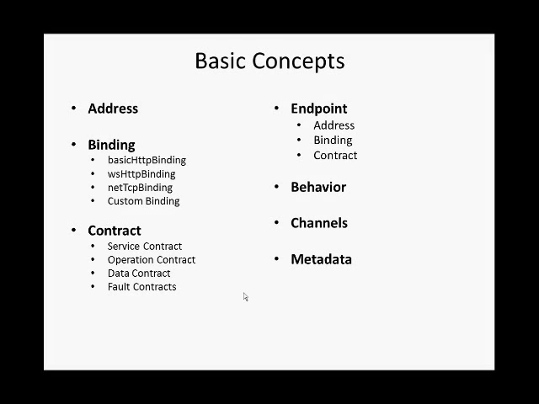And apart from that, we have custom binding. So why is custom binding required? Custom binding is nothing but a binding which is built on top of all the other available bindings, maybe on top of basic HTTP binding, or maybe on top of WSHTTP binding, or on top of NetTCP binding. Why do you need a custom binding? That totally depends on your requirement.